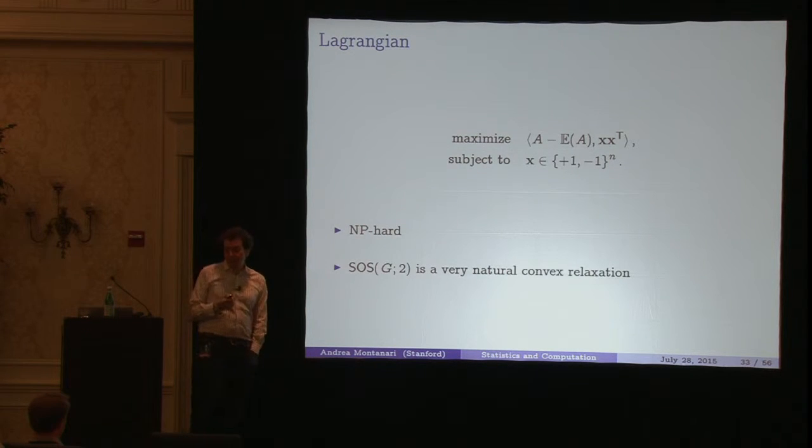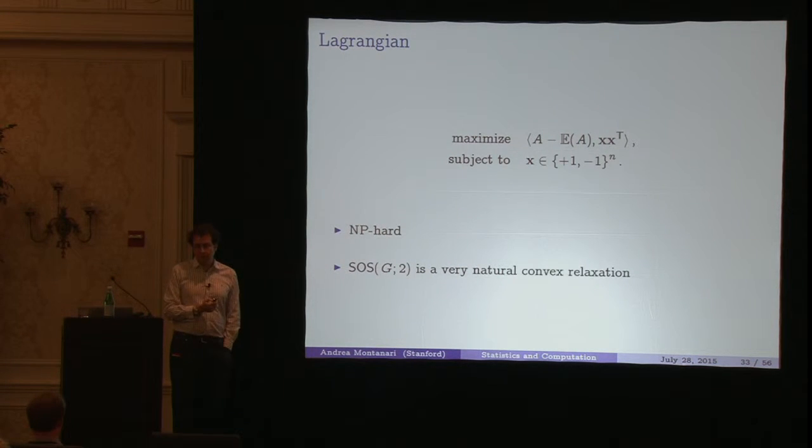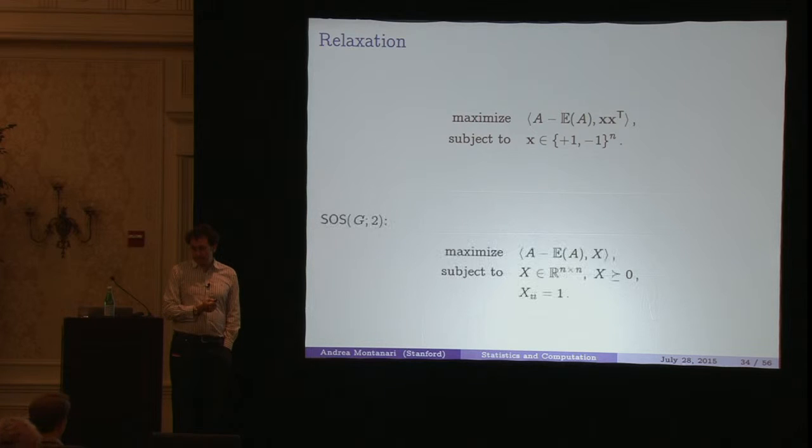Unfortunately, it's NP-hard. So what is SOS2? It's just the first relaxation that will come to your mind. That is, I replace x x transpose by a positive semi-definite matrix with X_ii equal 1. This is sometimes also called the Grothendieck problem, or the Grothendieck relaxation.